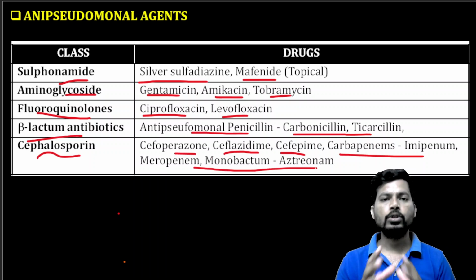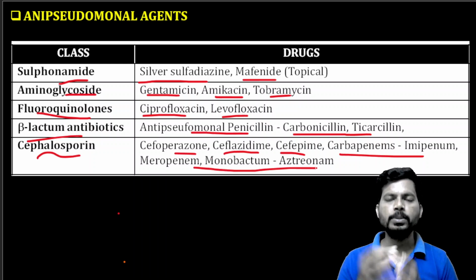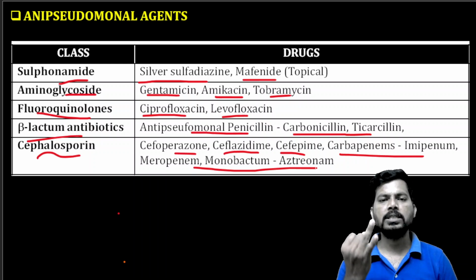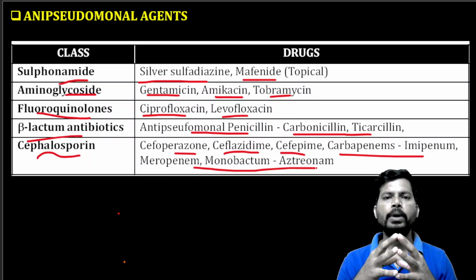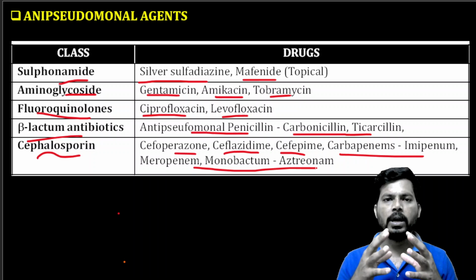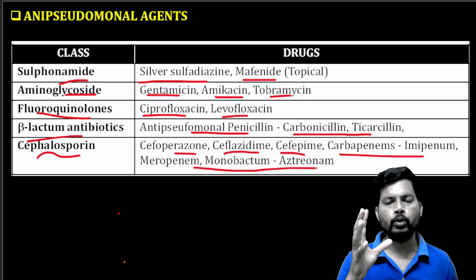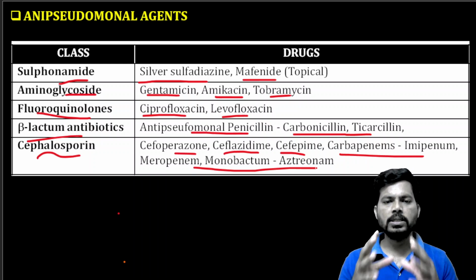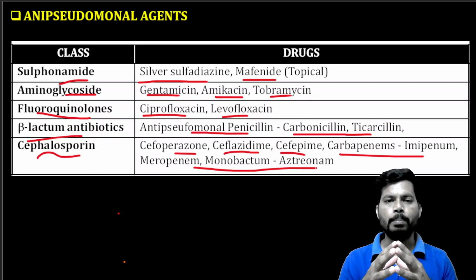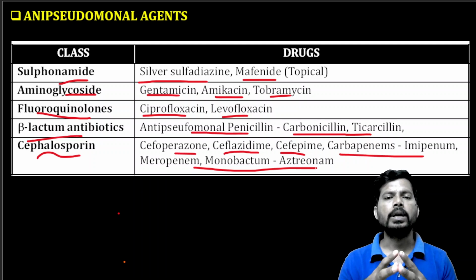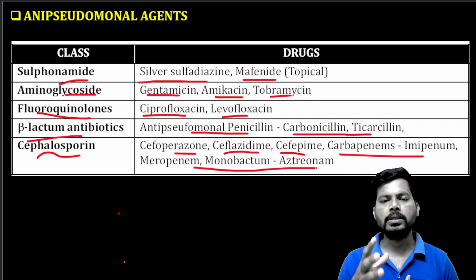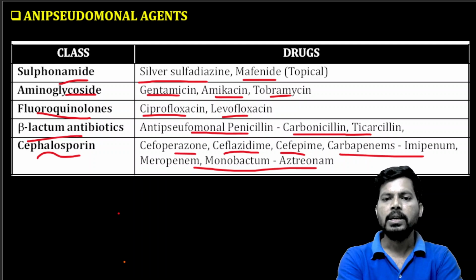Beta-lactam antibiotics include cephalosporins, penicillins, monobactams as well as carbapenems. All beta-lactam antibiotics share a common mechanism: they inhibit cell wall synthesis in both gram-positive and gram-negative bacteria. If cell wall synthesis is inhibited, the bacterium will die. That's why all beta-lactam antibiotics are bactericidal in nature. They kill the growth of the bacterium.